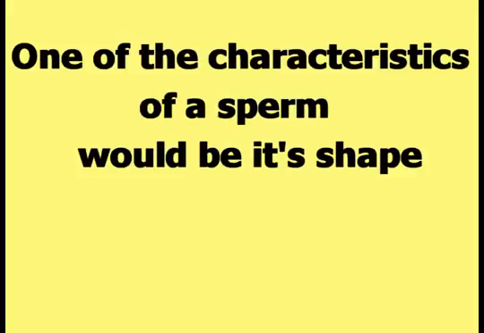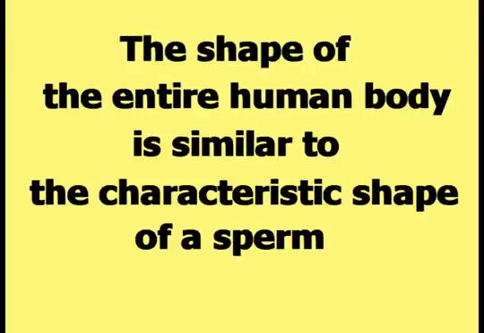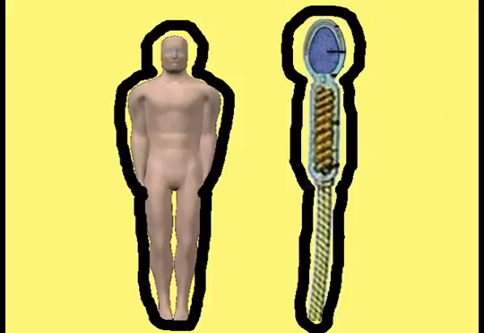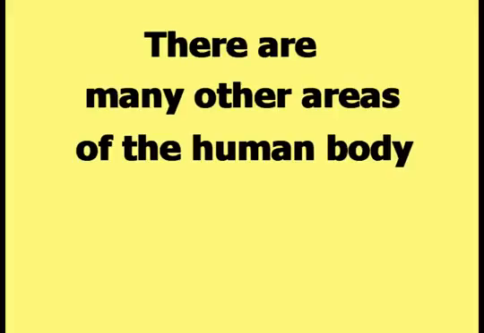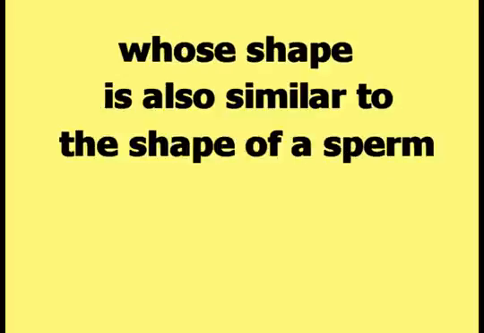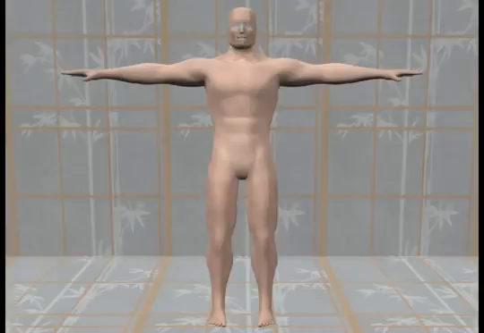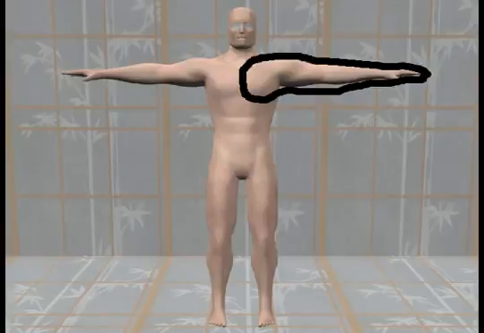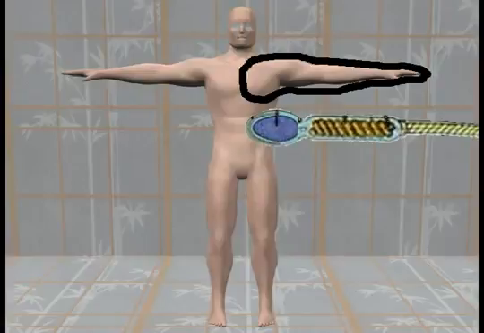One of the characteristics of a sperm would be its shape. The shape of the entire human body is similar to the characteristic shape of a sperm, as can be seen in this comparison picture. There are many other areas of the human body whose shape is also similar to the shape of a sperm. This picture shows a human body with the arms wide and the legs slightly spread. If an outline is drawn around one of the arms and the same side of the chest, the shape that is created looks similar to the shape of a sperm.